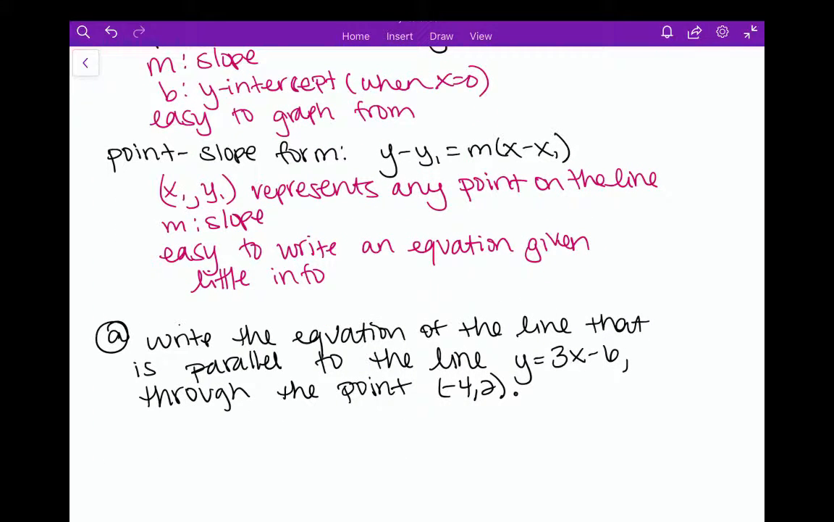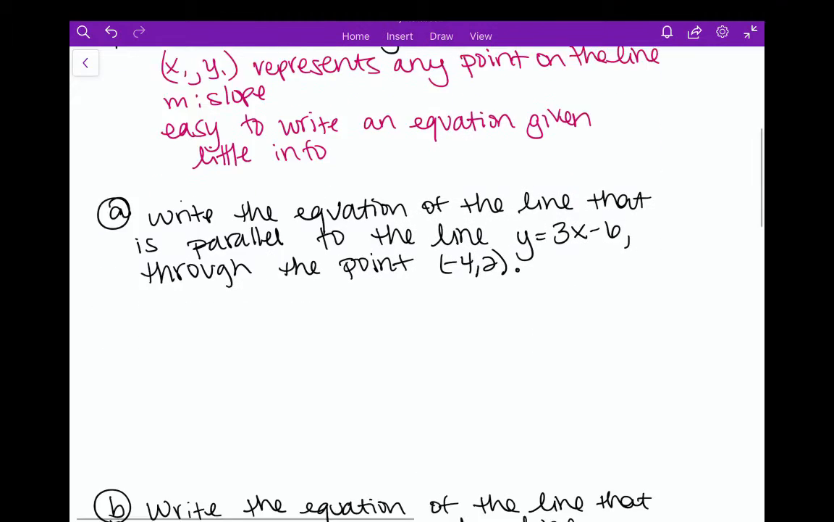Point slope form is y minus y1 equals m times x minus x1. x1, y1 represents any point on the line. So if you know a point on the line, you can plug those in there. m is your slope, so you have to know your slope. Remember, if you know 2 points, you can find the slope. And so this is really easy to write an equation from, given even just little information. So we're going to use all three of these in our examples.